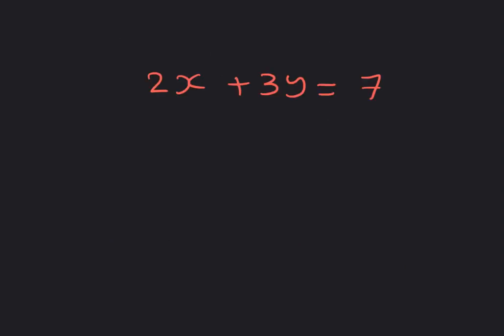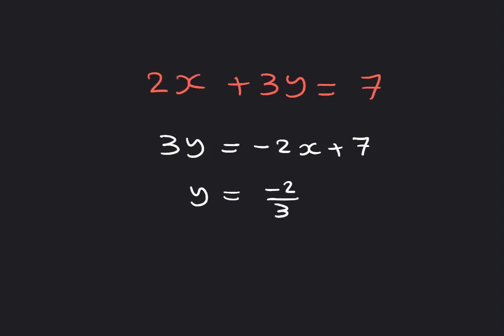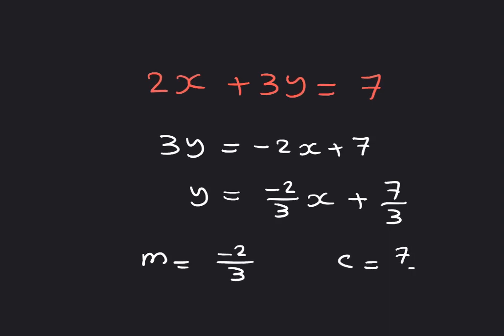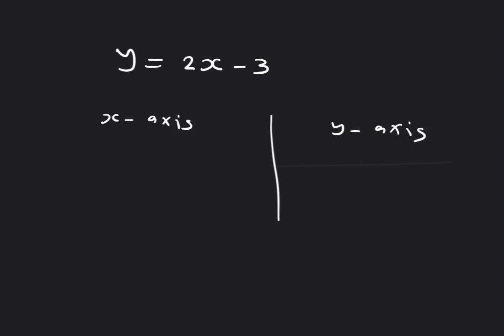But if we have the equation 2x plus 3y equals 7, can we find the gradient and y-intercept for this line? Make y the subject first, so 3y equals -2x plus 7, divided by 3, so y equals -2 over 3 x plus 7 over 3. Now the gradient is -2 over 3 and the y-intercept is 7 over 3.